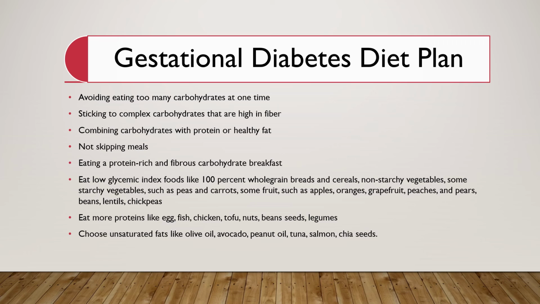The diet plan that needs to be followed by gestational diabetic patients is that they should not consume a large amount of carbohydrates and should stick to consuming complex carbohydrates that are rich in fibers. Make sure that they combine the carbohydrates with proteins or, you can say, healthy fats. Consume more eggs, fish, chicken, tofu, nuts, beans, seeds and legumes.